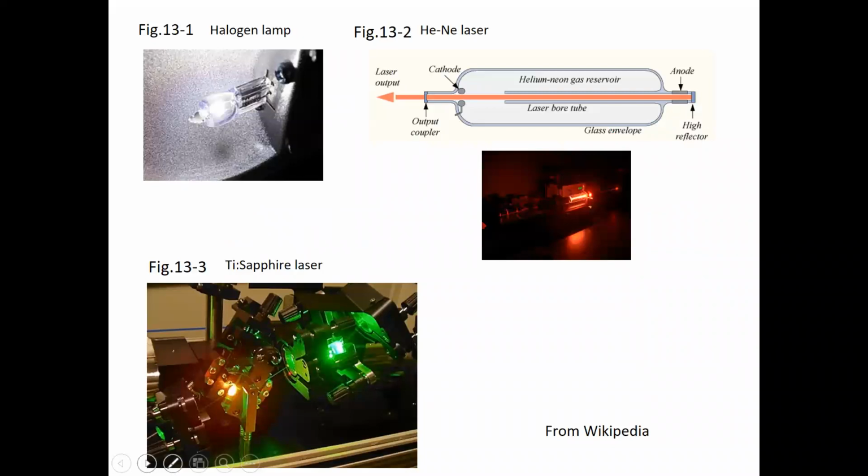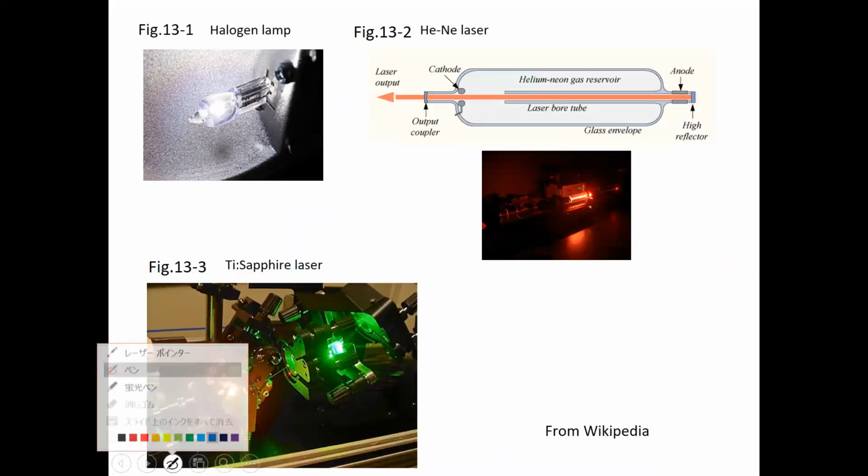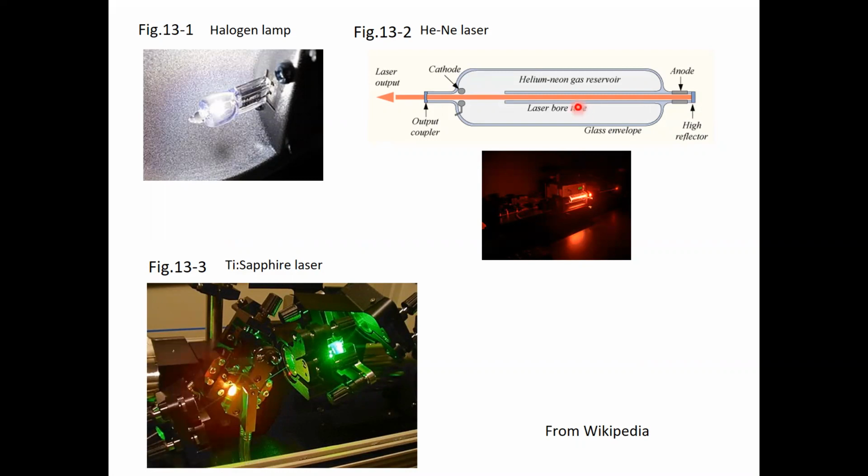And you could see it like this. Here the helium and neon gas are included in the resonator, and by applying the voltage, the gas starts to generate induced light, and then it is enhanced.